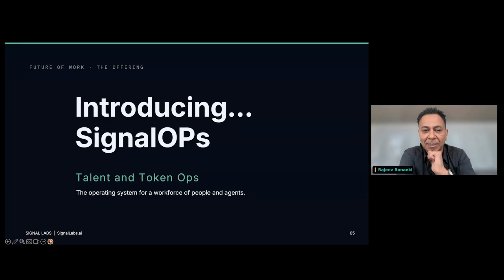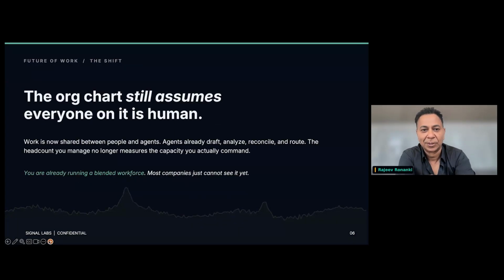Think of SignalOps as a product offering that sits within the SignalOps product stack, focused on one thing: the joint operations of talent and tokens. We use tokens as a proxy for AI because it's the economic unit of value today, and talent has always been the economic value for labor. Put those two things together, and we have an operating system that we need to build for the workforce of the future, which is what we want to introduce today.